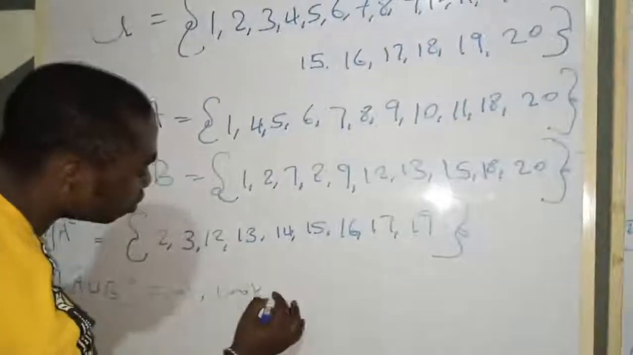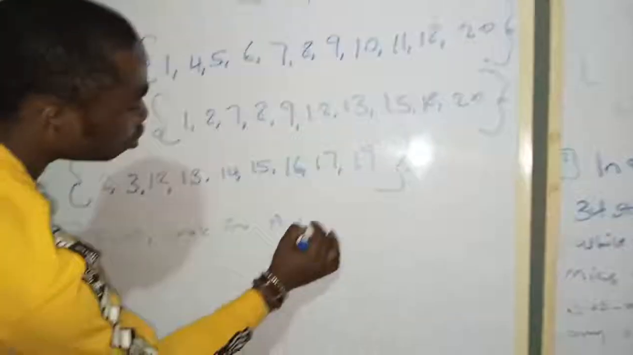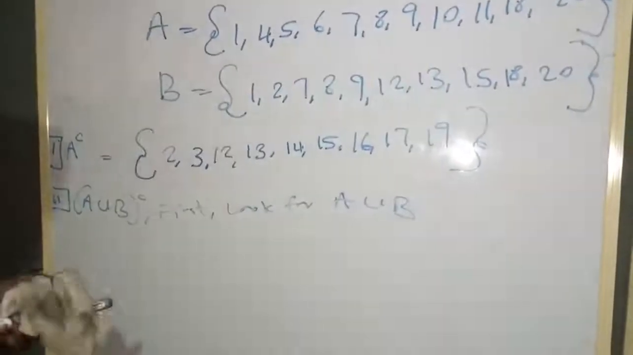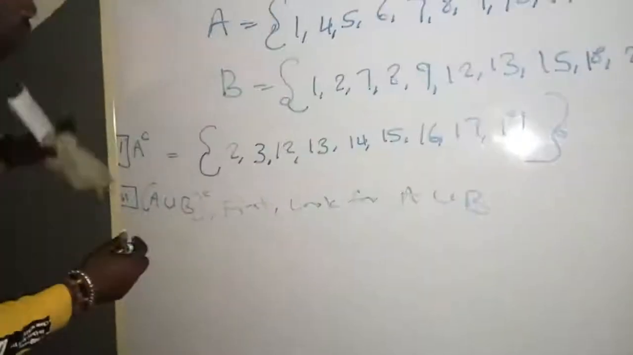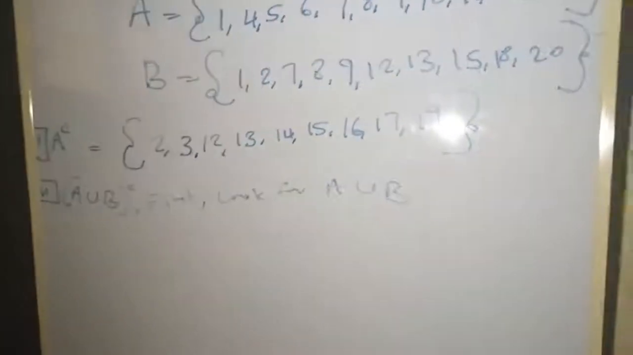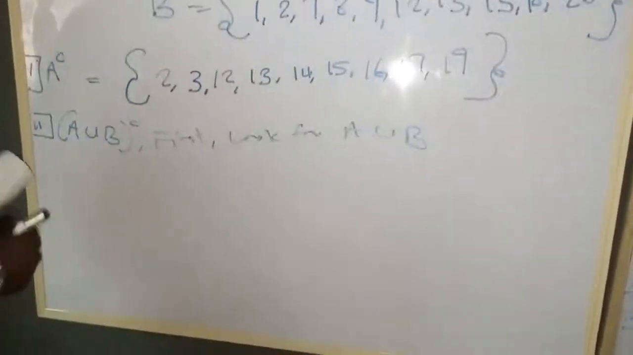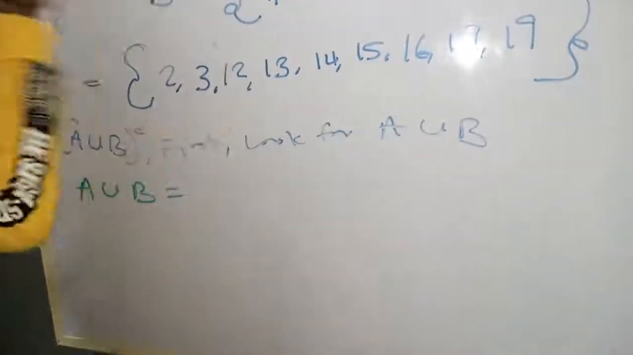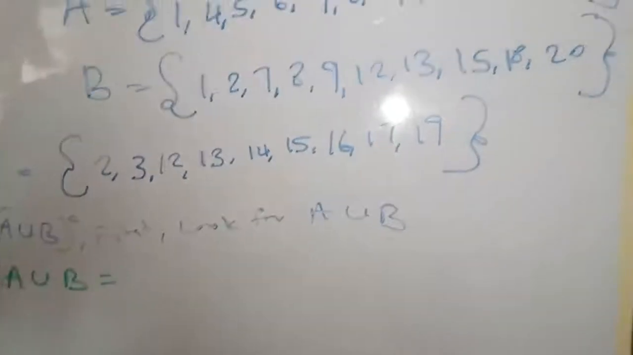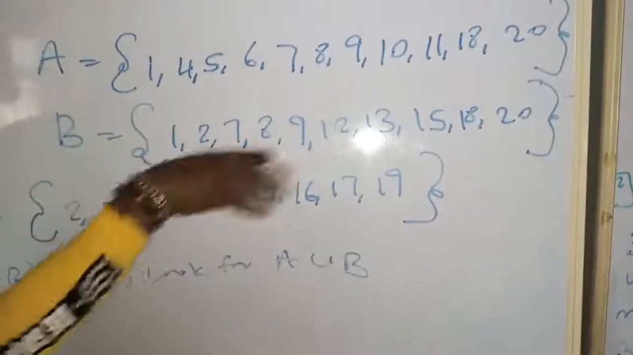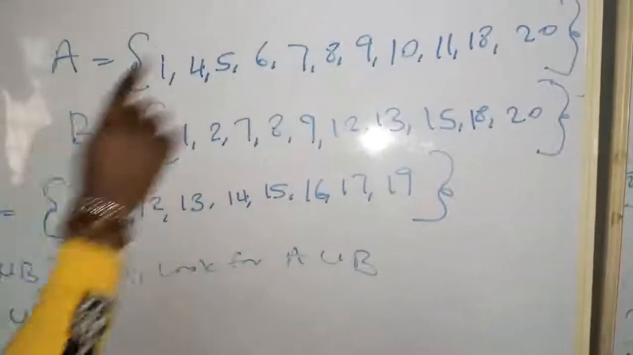So first, look for A union B. Now, I said earlier that A union B simply means that you will unite, you will join all the elements in A and B without repetition of a single element.